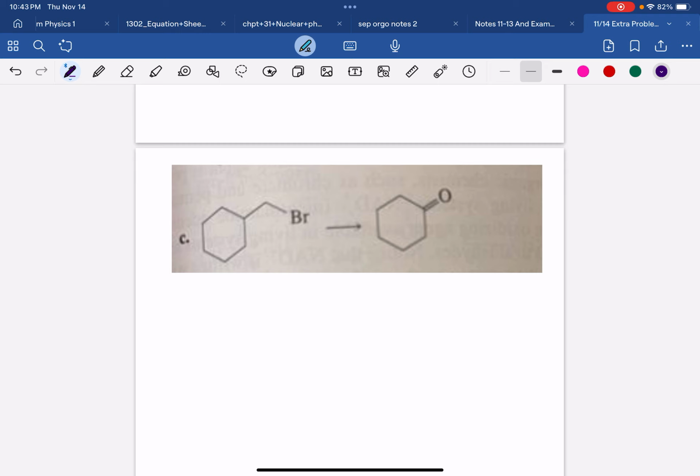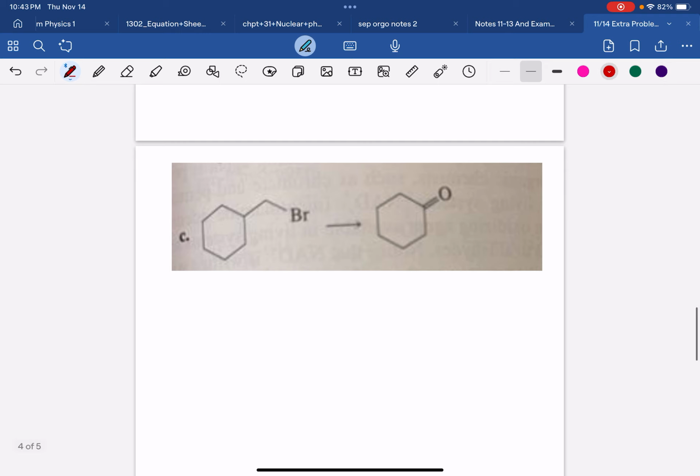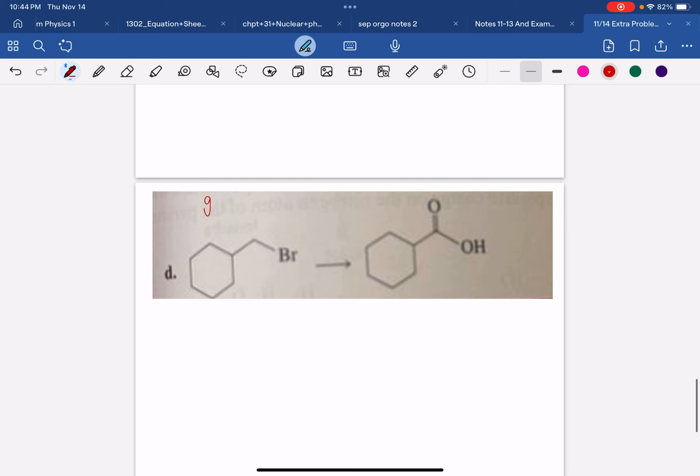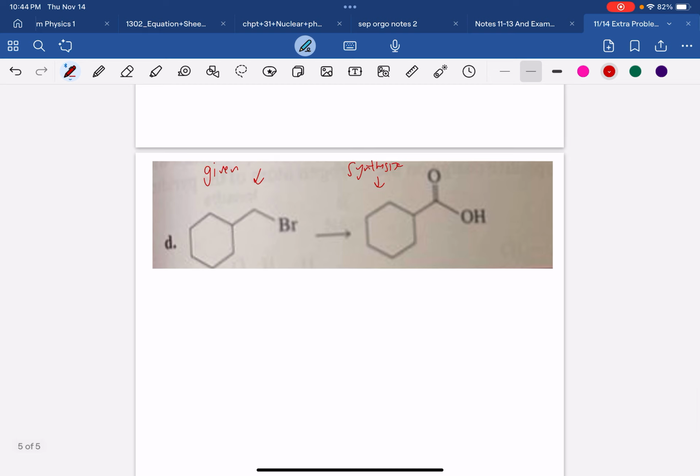So this one is a little bit trickier, right? The instructions are like synthesize this from the given materials, right? Okay. And then it's the same thing down here. Given this, synthesize this, okay? So I think the second one is actually easier, so we'll go ahead and do this first.